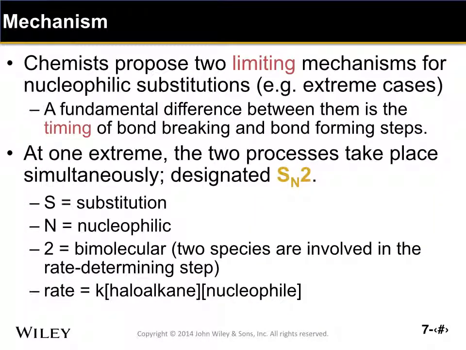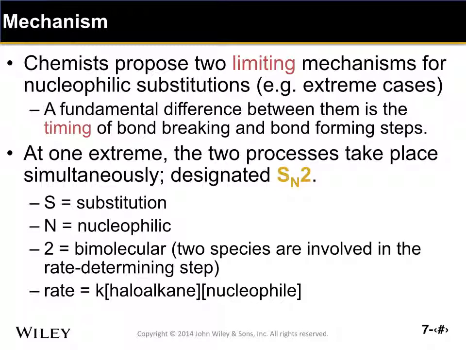So there are two limiting cases for nucleophilic substitution. By that we mean that there are two possible mechanistic extremes, that is, two mechanisms which can give substitutions. And there's a big difference between the two of them, and the big difference is what the timing of the bond breaking and bond making is.